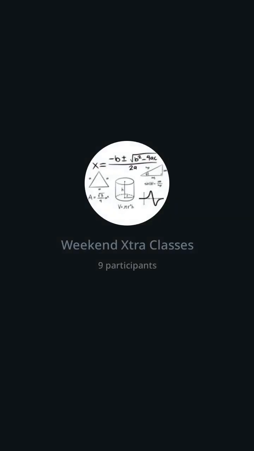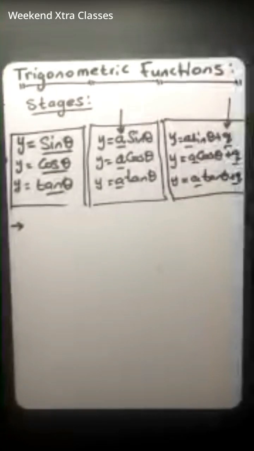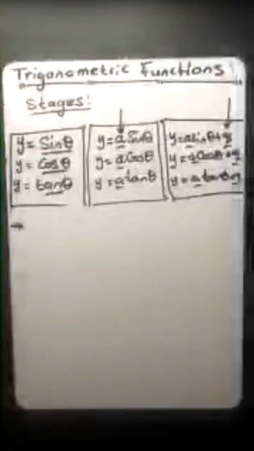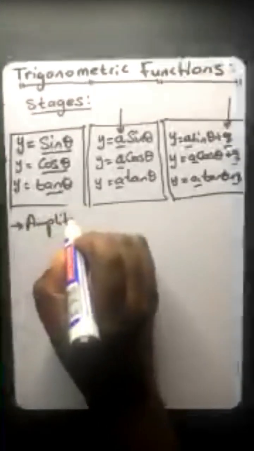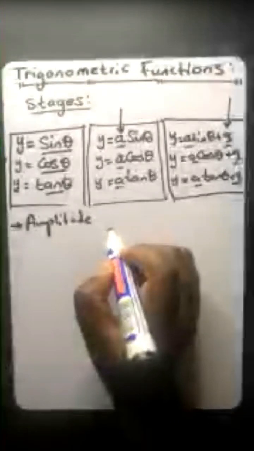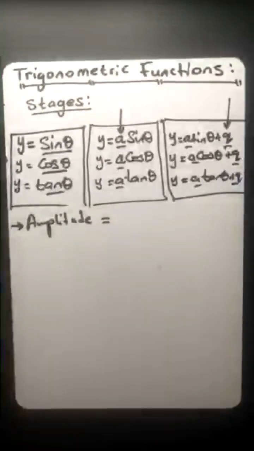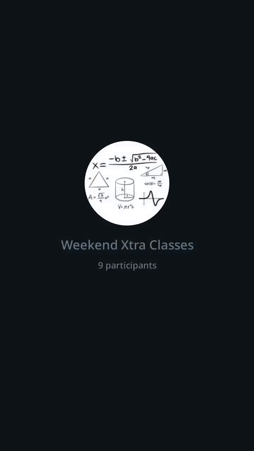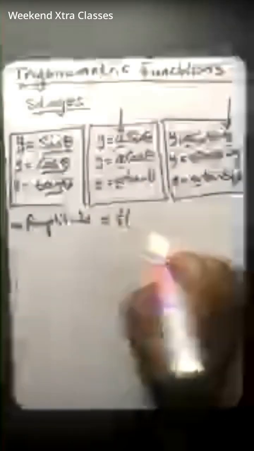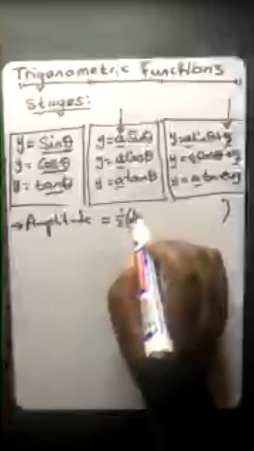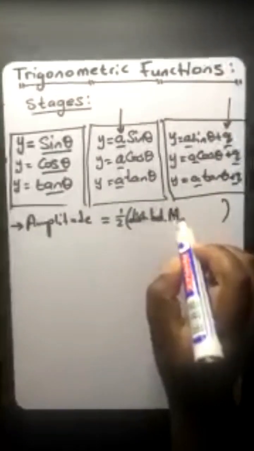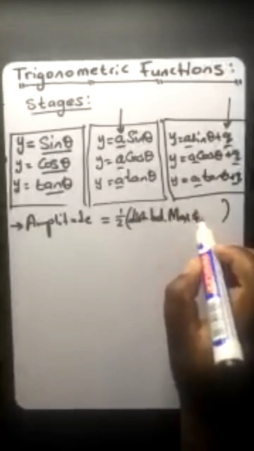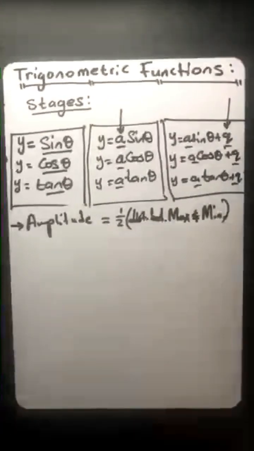So let's see. The first thing that I want to talk about is what we call the amplitude. That means under trigonometric functions, you should know about amplitude, and we can give it a general formula. Amplitude is actually half of the distance between the maximum and minimum values.